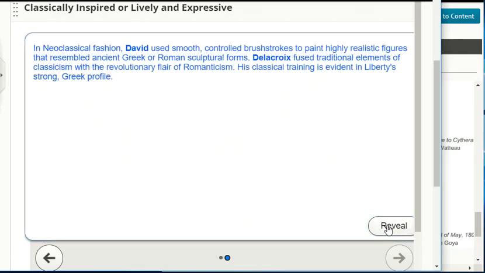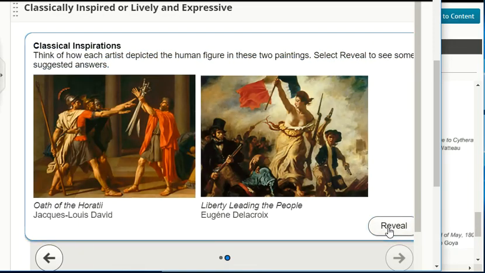In neoclassical fashion, David used smooth, controlled brushwork to paint highly realistic figures that resembled ancient Greek or Roman sculptural forms. Delacroix fused traditional elements of classicism with the revolutionary flair of romanticism. His classical training is evident in Liberty's strong Greek profile.